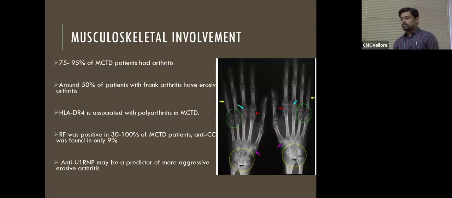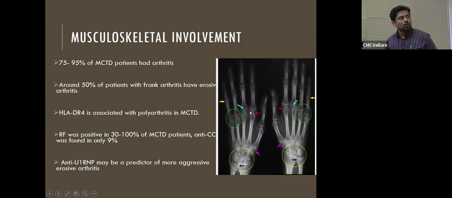Musculoskeletal disease: almost 75 to 95% of patients with MCTD will have musculoskeletal and arthritic involvement. But 50% of them will have erosive arthritis. What do I mean by erosive arthritis? If you look at the images on your right, these are the marginal erosions. At the bare area of the joint surface, if you have an erosion here, that is more suggestive of osteoarthritis.